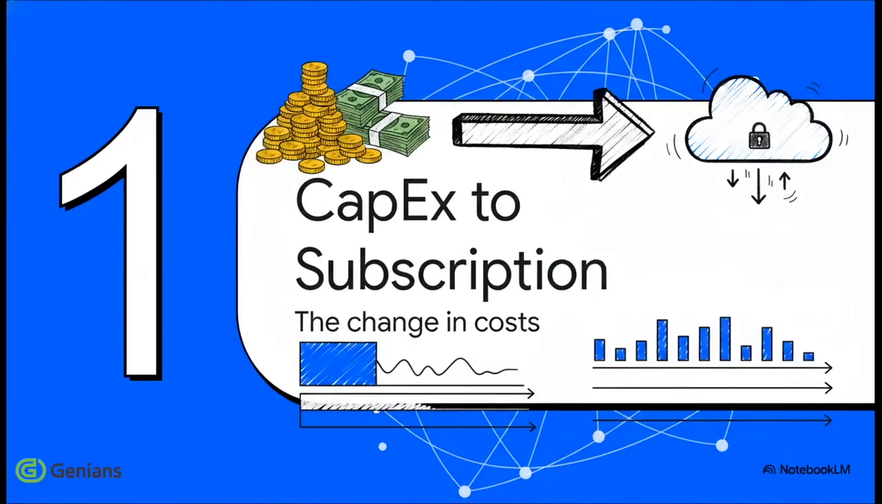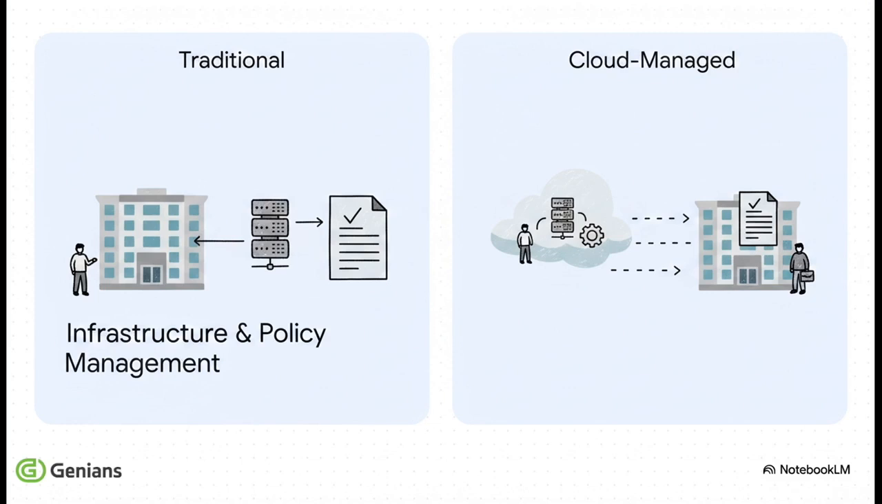So let's kick things off with Section 1, the move from CapEx, that's capital expenditure of course, to a subscription. This is really all about the fundamental change in how you pay for and think about network access control. And this slide really nails the core idea. In your traditional NAC setup, you're on the hook for everything, the physical infrastructure and the security policy. But with a cloud-managed model, that responsibility gets split. All the infrastructure management is handled for you, which means your team gets to focus on the one thing that actually matters, managing your security policy.